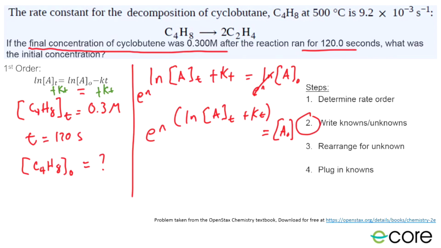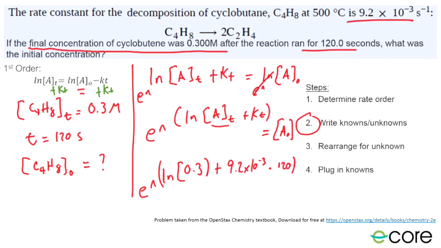All right, so now all I've got to do is plug in my values. So ln of my concentration at time t is 0.3 plus k, which we know is 9.2 times 10 to the minus 3, it's right up there, times t, which is 120. So in your calculator, you want to first do ln of 0.3 plus 9.2 times 10 to the minus 3 times 120. Take that answer, and that's what you want to put in the exponent of e. If you do all of that correctly, you should get 0.90 molar. So try that out in your calculator to make sure you get the same thing.